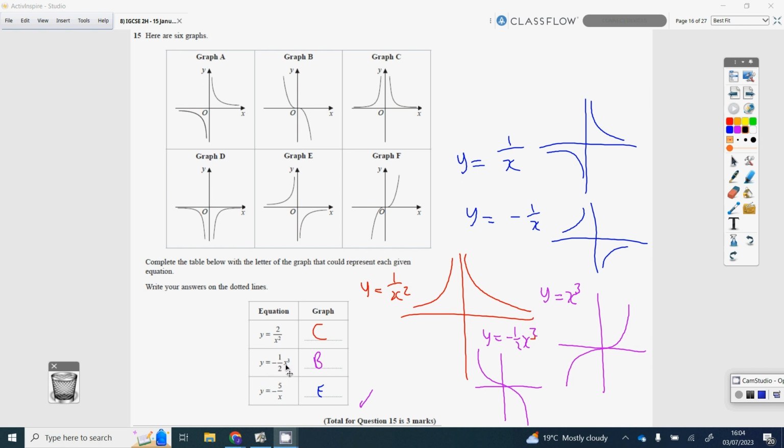Minus a half x cubed is going to be something looking like this, so that would be B. And minus 5 over x is going to be something looking like this, which will be E.